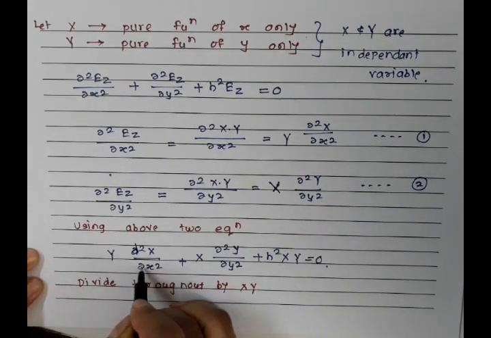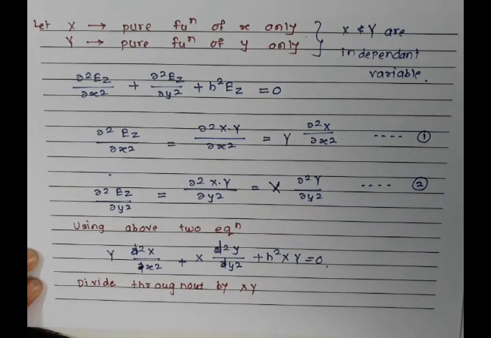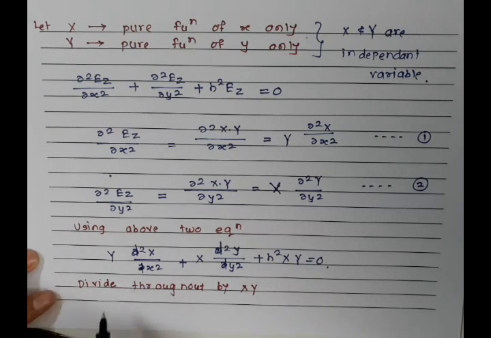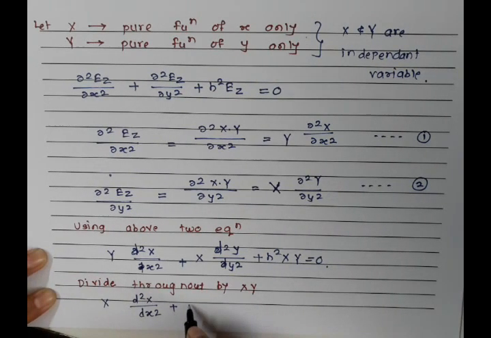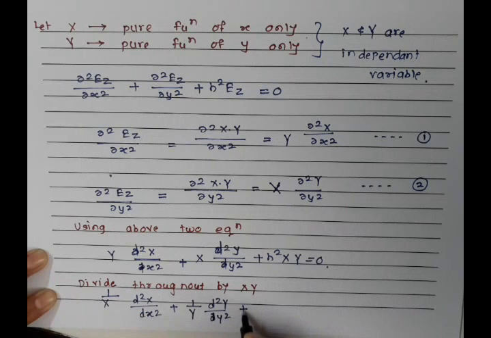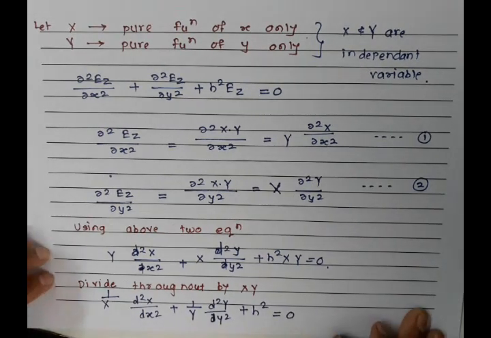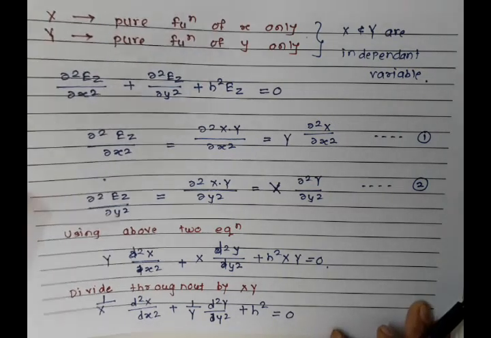So I'll divide throughout this particular equation by XY. Divided by XY, this will give me X d square X dx square, where the X will get cancelled, so this will be 1 by X, and this will be 1 by Y, d square Y dy square, plus h square is equal to 0. So here I have got a new equation, that is 1 by X d square X dx square plus 1 by Y d square Y dy square plus h square is equal to 0.